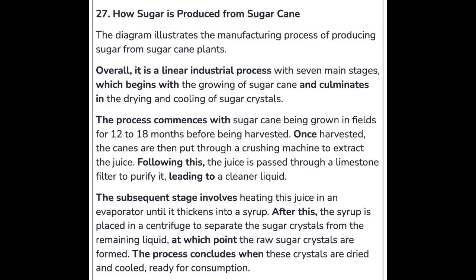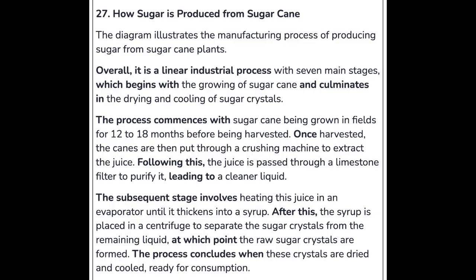The process commences with sugar cane being grown in fields for 12 to 18 months before being harvested. Once harvested, the canes are then put through a crushing machine to extract the juice. Following this, the juice is passed through a limestone filter to purify it, leading to a cleaner liquid.